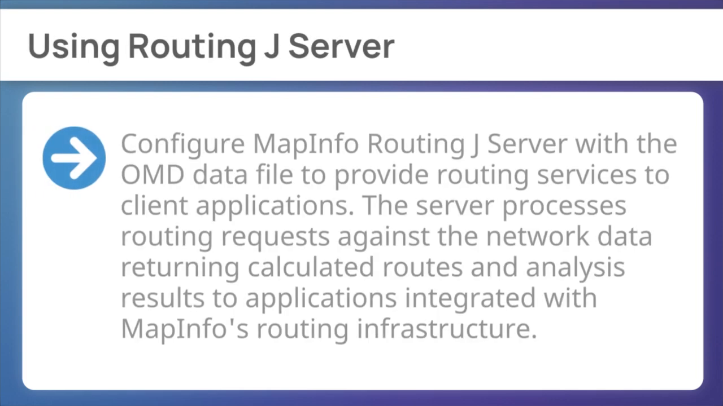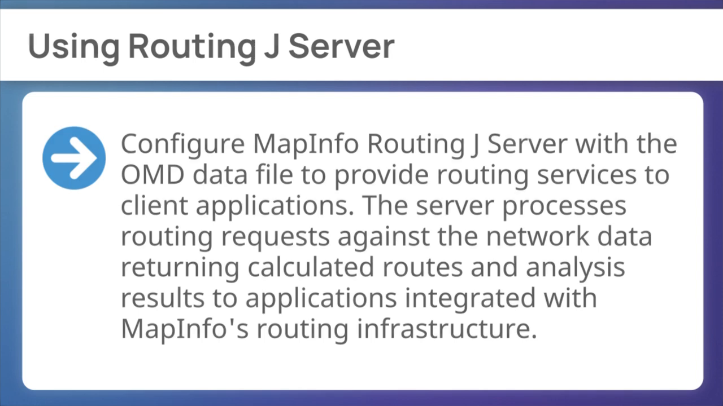Next, using Routing J Server. Configure MapInfo Routing J Server with the OMD data file to provide routing services to client applications. The server processes routing requests against the network data, returning calculated routes and analysis results to applications integrated with MapInfo's routing infrastructure.